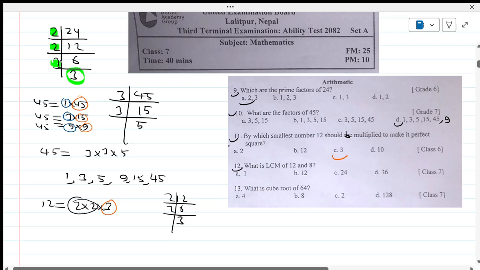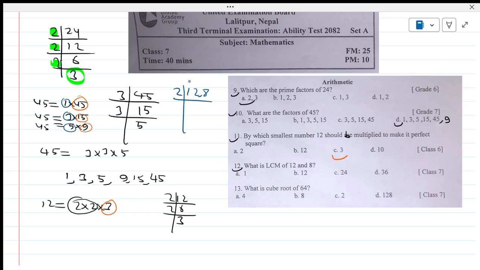What is the LCM of 12 and 8? So we have to find the LCM of 12 and 8. Let's keep these two together, and both are even numbers, so they are divisible by 2. 2 sixes are 12, 2 fours are 8. Again it's divisible by 2. 2 threes are 6, 2 twos are 4.